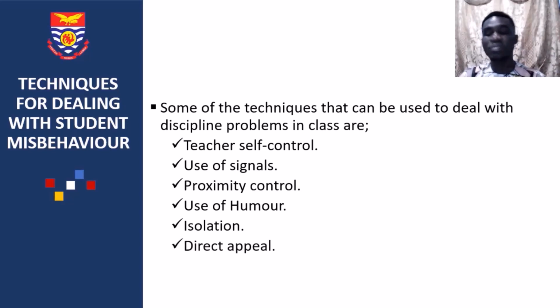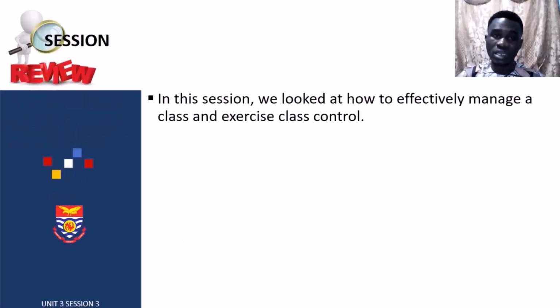And direct appeal. Sometimes you can just tell the students, there are 3 students at the far back, can you keep quiet? Sometimes you have to do this direct appeal because it really helps in dealing with students' misbehavior. And private conference. There are some students who misbehave in class; after class, you can just call them and have a one-on-one conversation with them. It will even help you to find out why such students always misbehave in the class.